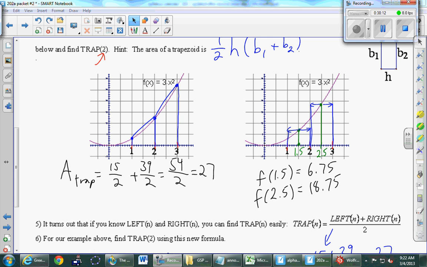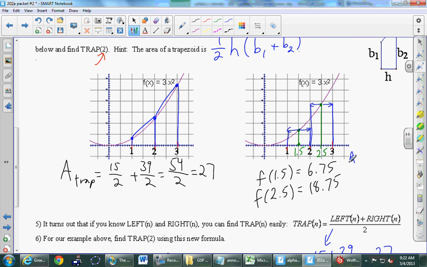Okay, so we draw the 2 midpoint rectangles, which means you got to figure out where the midpoints are. In this case, 1.5 and 2.5. You plug them both into the same function, 3x squared. And then we just add our 2 areas together. So the area of the first rectangle, the base is still how long? Still 1, right? The 1.5 doesn't make any difference. The base is still 1 times the first height is 6.75. Plus the second base is also 1, and the second height is this 18.75. So is that 25.5?